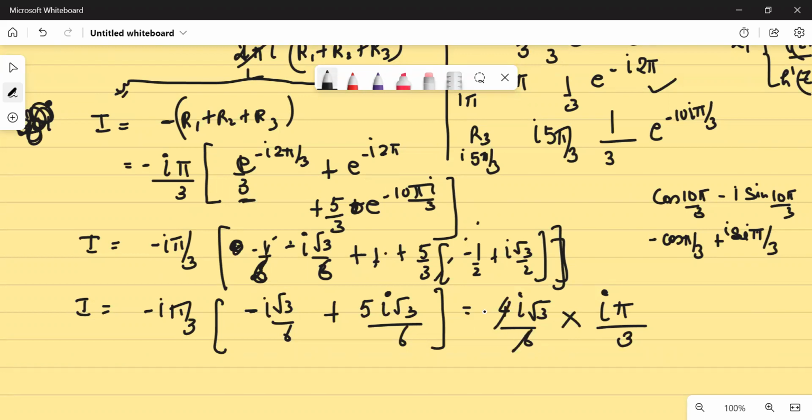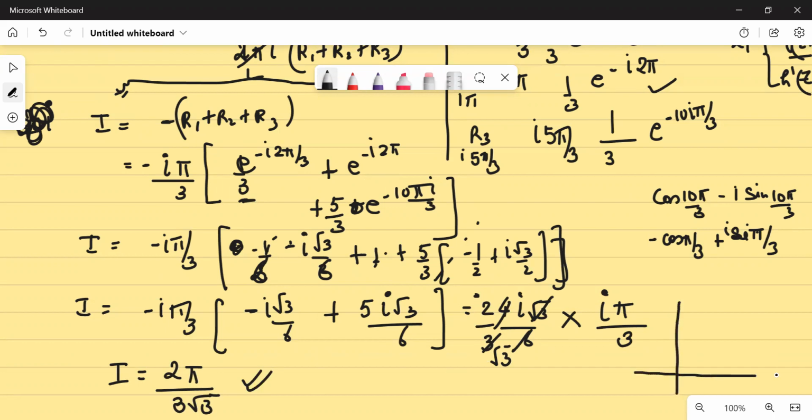This will give you 2 by 3. And if this is 2 by 3, this is root 3. Minus remains there. Iota square is minus 1, so this gets absorbed. So I will become 2 pi upon 3 root 3. Indeed, this was the integral value that you also evaluated by using a very special contour, which was subtending an angle 2 pi by 3 at the center.